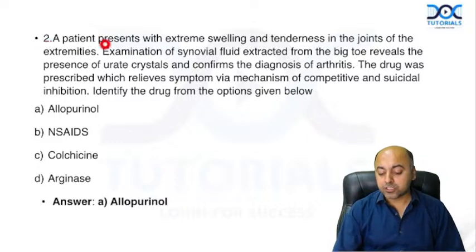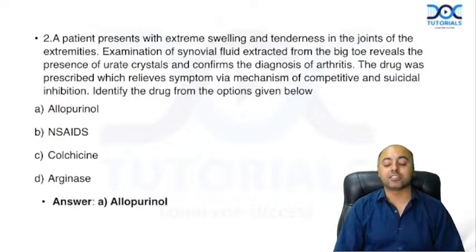Question: a patient presents with extreme swelling and tenderness in the joints of the extremities. Examination of synovial fluid extracted from the big toe reveals the presence of urate crystals and confirms the diagnosis of arthritis. The drug prescribed relieves symptoms by the mechanism of competitive and suicidal inhibition. Identify the drug from the options given below. Your options are allopurinol, NSAIDs, colchicine, arginine.